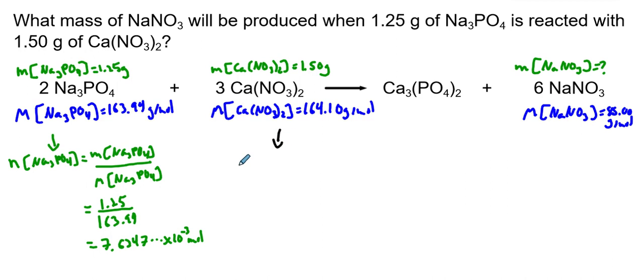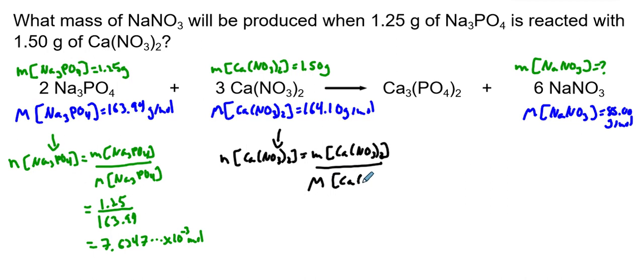The next one, we have to do it over here. And this is going to be the moles of the calcium nitrate. And it's going to equal the mass of the calcium nitrate divided by the molar mass of the calcium nitrate. Okay, and we had 1.5 grams divided by 164.1, and this gives me a value of 9.140767..., again, I'm not rounding, times 10 to the negative 3 mole.